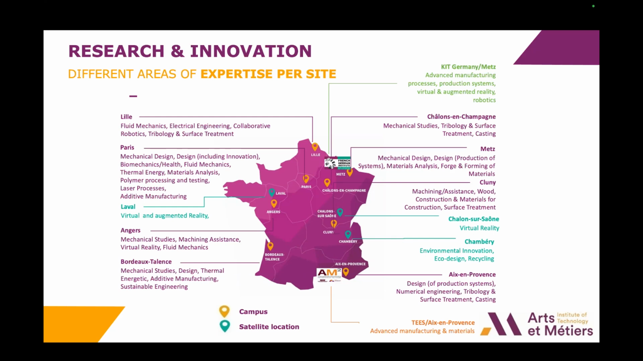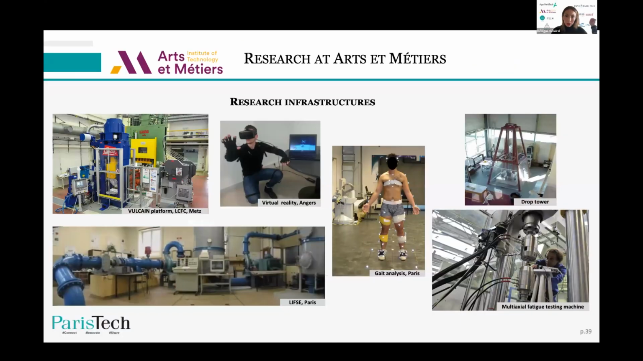advanced manufacturing facilities. These resources allow our students to engage directly with the tools and technologies that drive innovation in today's industry. This practical approach to research prepares students for real-world challenges and enables them to contribute effectively to their field. Next slide. We have here some examples of our research infrastructure in the different campuses. We have the campuses of Metz, Angers, Paris, and Lille.